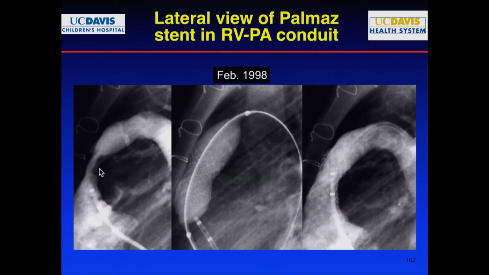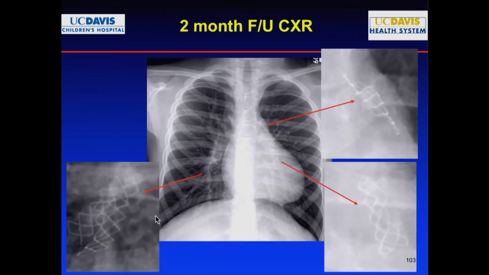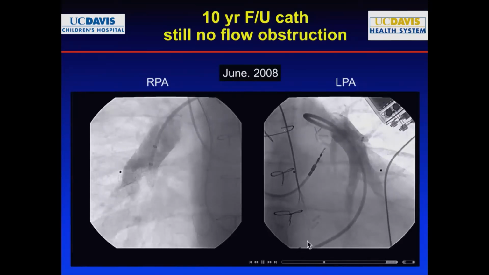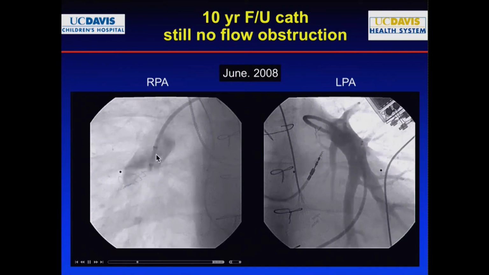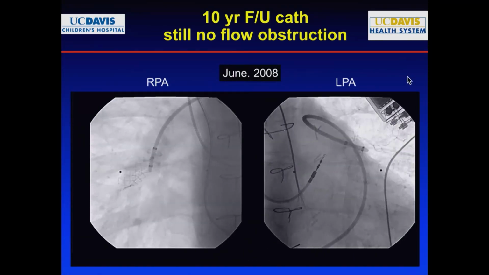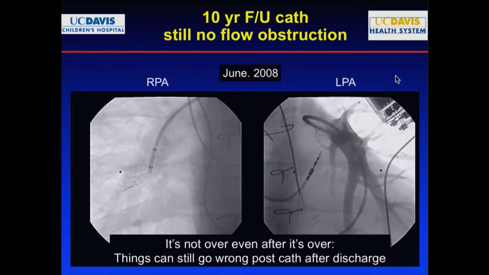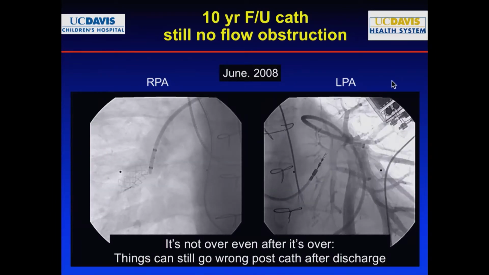Okay, so here's another example of a stent going out in the outflow tract. And 2 months later, I see him in clinic, and guess what? Everything is fractured. He had a basketball hit him in the chest, and it just pushed the sternum enough to cause a fracture. Now, luckily in this case, everything was patent, even though it blocked some of the vessel. And in fact, 10 years later, we did this again, and it was fine. So we were lucky. But again, it's not over even after it's over. Things can go wrong even after the patient goes home.